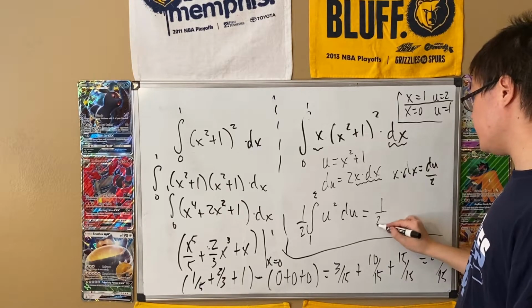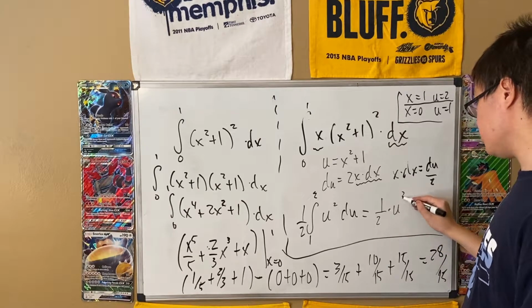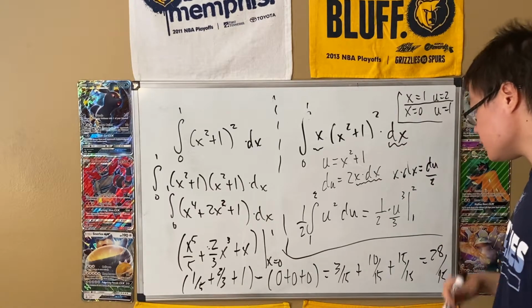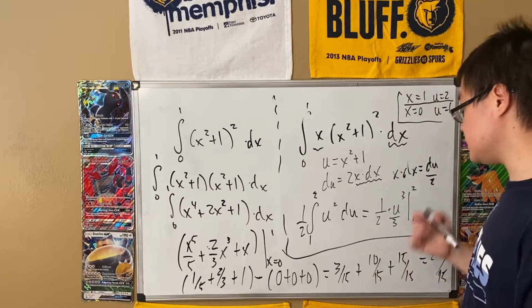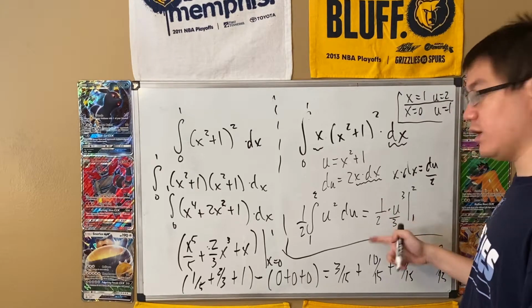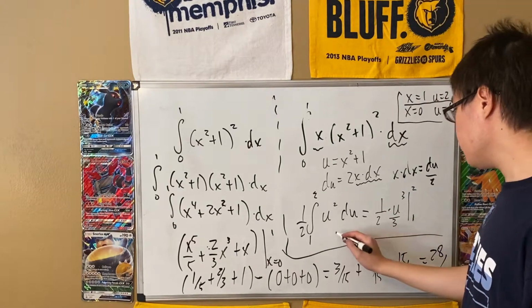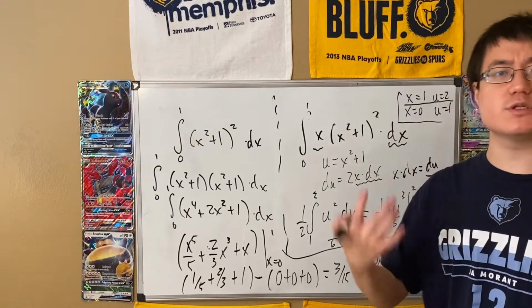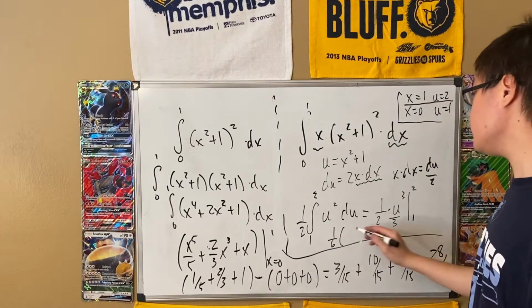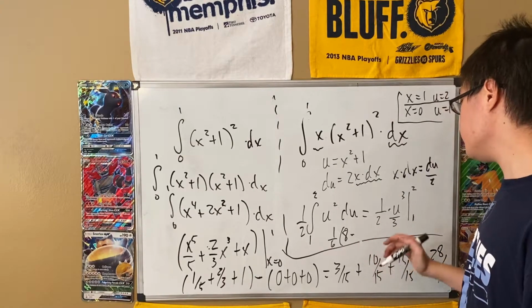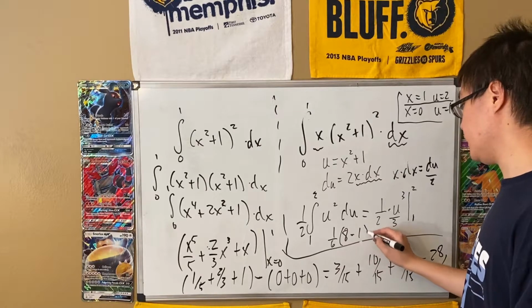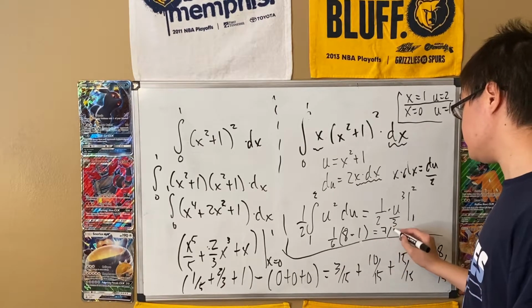So it looks like it's going to be 1/2 times u cubed over 3. And then we're going to plug in 1 and 2. So looks like we have 1/6, because 1/2 times 1/3 is 1/6. And then when you plug in 2, it's going to be 2 cubed, which is 8, minus 1 cubed, which is 1, and then you do 8 minus 1, which is 7. Sort of getting ahead of myself there, so the answer is 7/6.